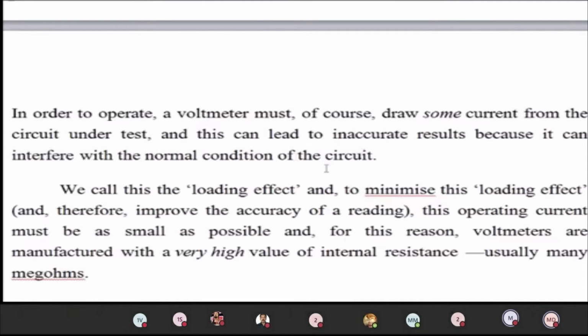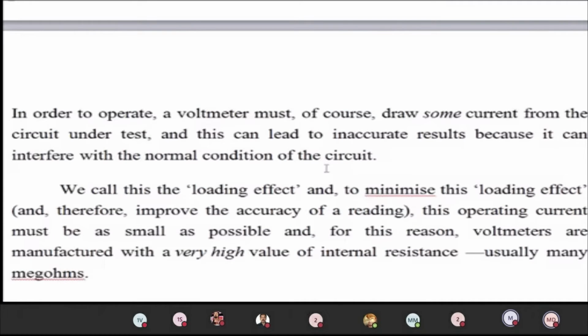In order to operate, a voltmeter must draw some current from the circuit under test. This is quite natural and it can lead to inaccurate results, because it can interfere with the normal condition of the circuit. What happened while inserting an ammeter in the circuit, the same will happen when you connect a voltmeter in the circuit also. We call this the loading effect, and to minimize it, the operating current must be as small as possible. For this reason, voltmeters are manufactured with a very high value of internal resistance.